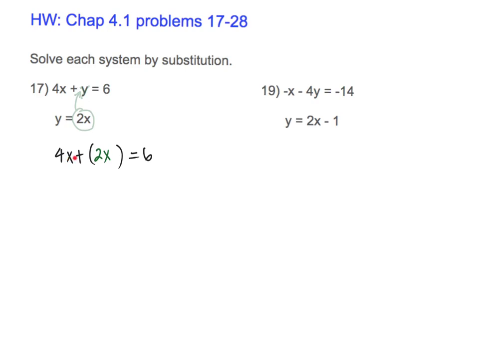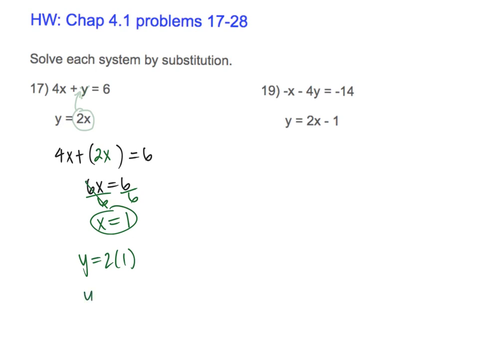Looking at this, 4x plus 2x gives me 6x, and the other side is still 6. I'll bring that down, and then I have to divide by 6. So x had to have equaled 1 because 6 divided by 6 is 1. All right, got my x value. Now I need my y. I can plug this x into either equation to solve for y, but I think I'm going to choose the second equation, because if I plug in 1 here, y equals 2 times 1 is easier to work out, and I just get 2.